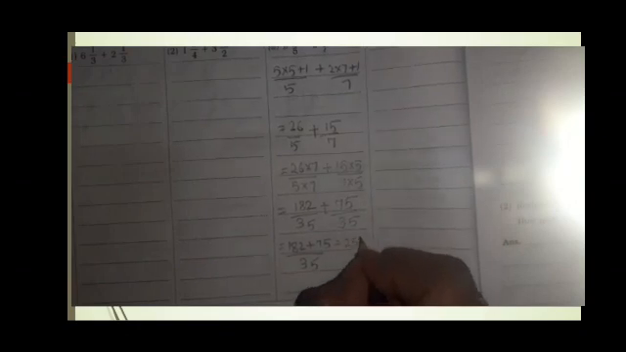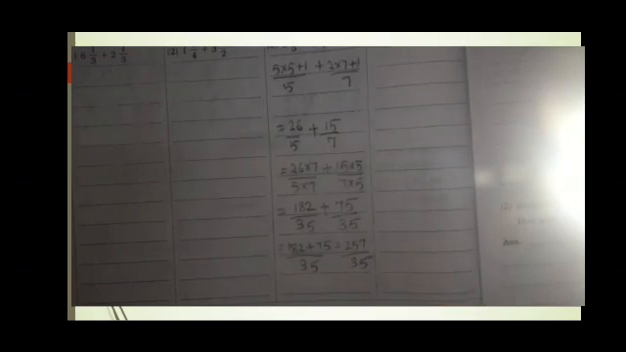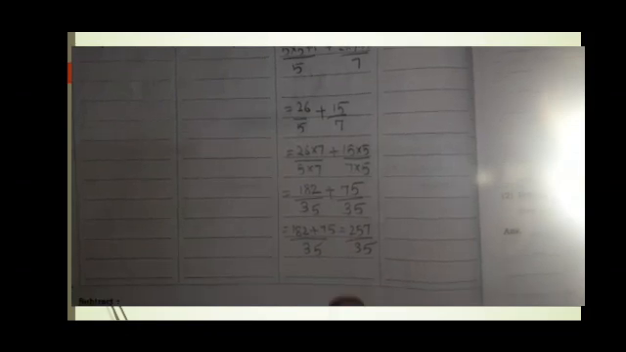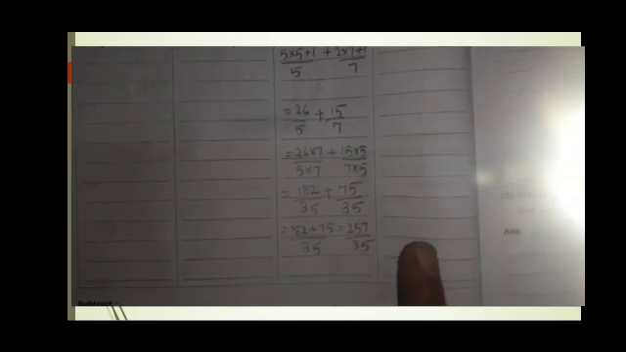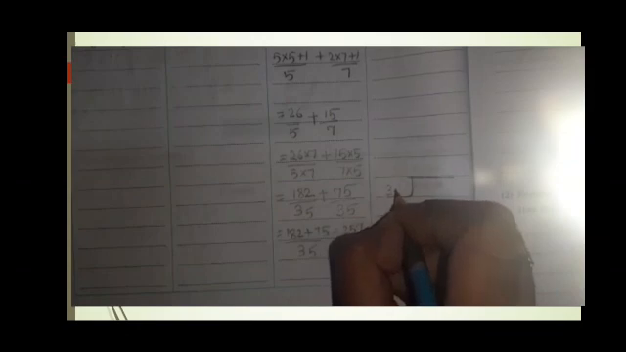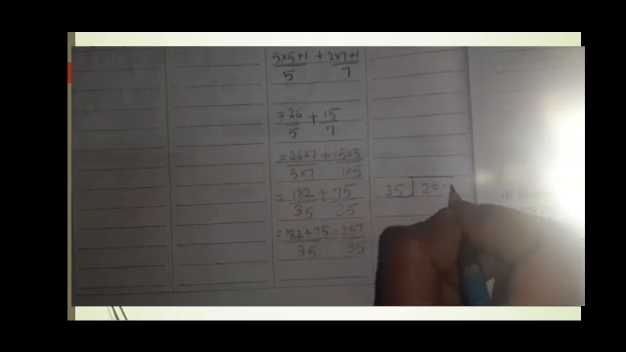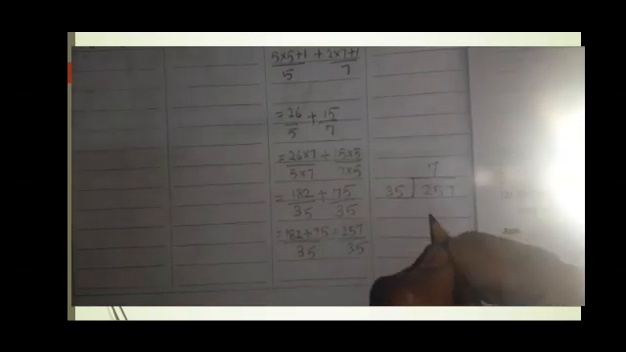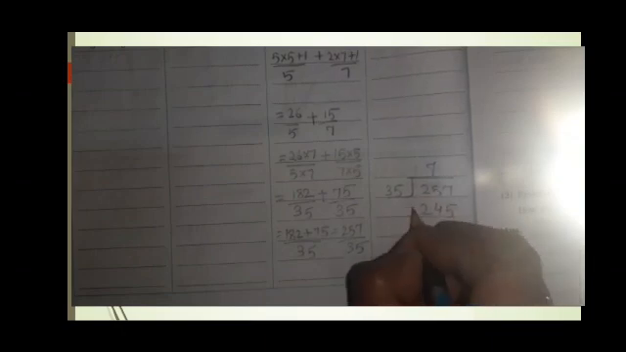257 upon 35. Now this you have to convert again into mixed fraction. So this you have to divide. I am showing division here, but you have to do in your rough page. 35, 257. Now for this you require table of 35. So I have done here 35 7s answer is 245. Here remainder is 12. So here your answer will be 7, 12 upon 35.